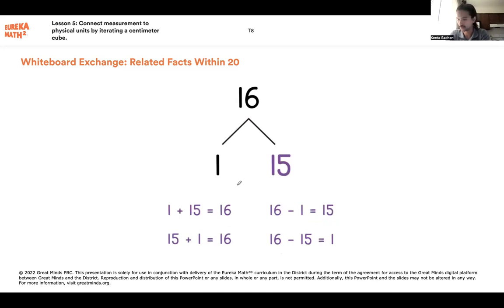So here are my four equations. 1 plus 15 equals 16. 16 minus 1 equals 15. 15 plus 1 equals 16. 16 minus 15 equals 1.